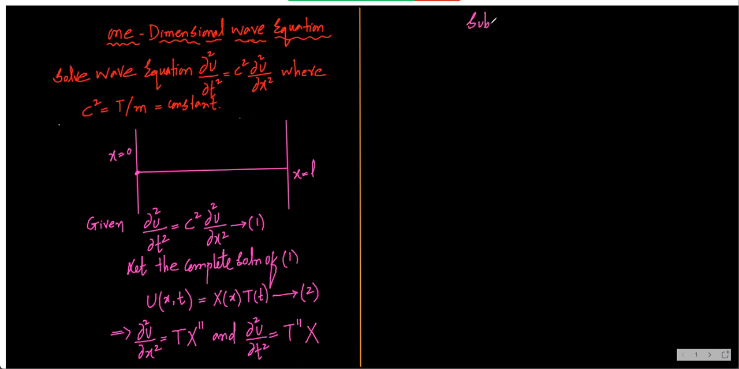Substituting these values in equation number 1, our equation number 1 will be reduced to ∂²u/∂t², which is T double dash of X, equal to c squared, and ∂²u/∂x² is what? T into X double dash, right?